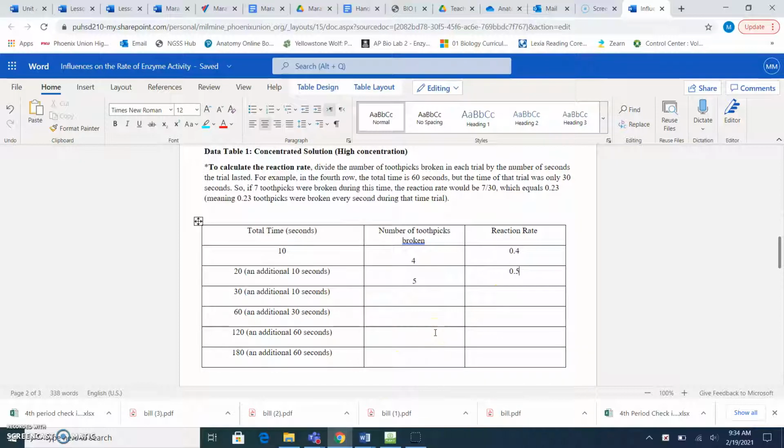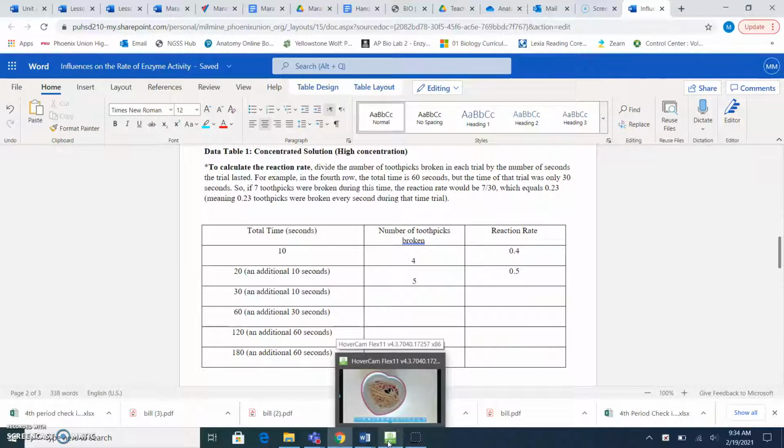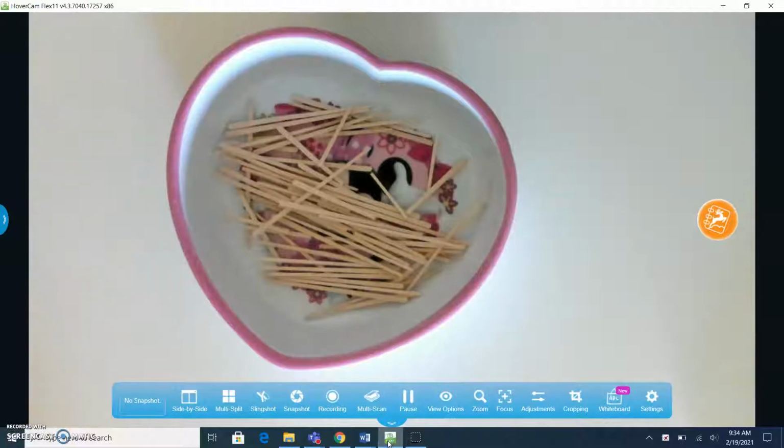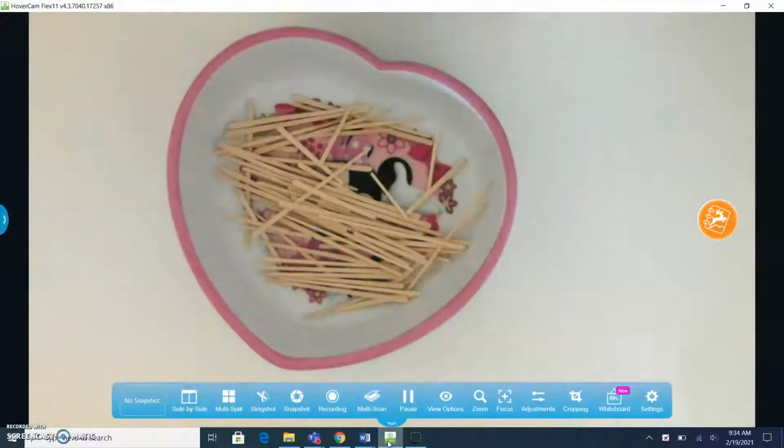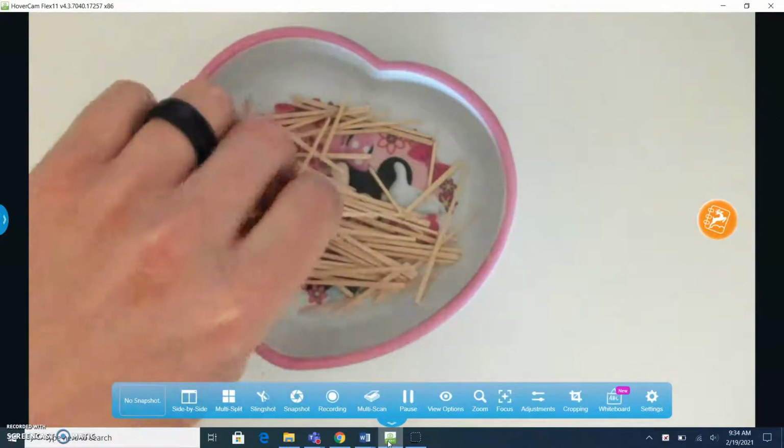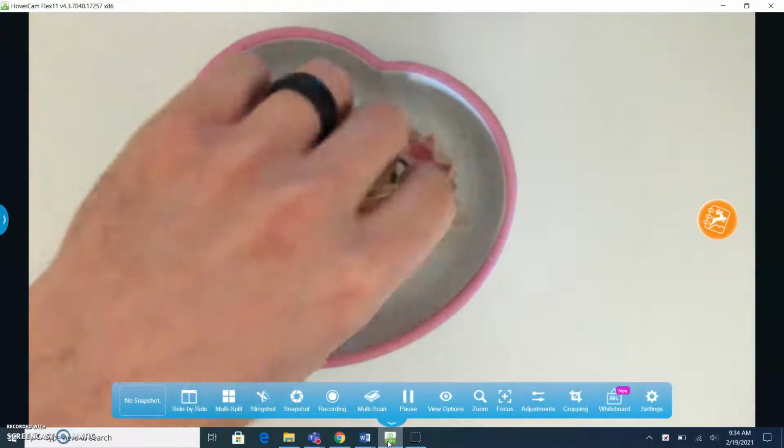At this point, I'm no longer really going to be coming back to this table. You'll need to follow along with the video and fill in your information and calculate the reaction rates on your own. I'll still do the counting for you though. So the next one is 10 seconds. Let me set my timer. And on my mark, on my set, go.